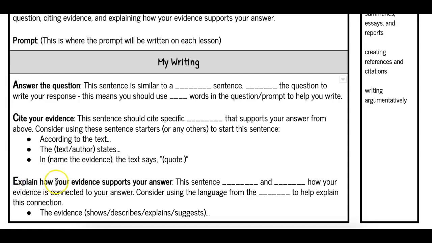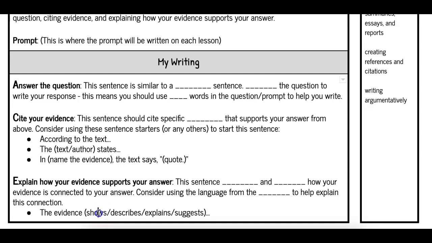The E section is explaining how your evidence, so what you put here, supports your answer, which was up here. This sentence analyzes and explains how your evidence is connected to your answer. So you're not just repeating yourself, because that makes for very boring writing and doesn't tell anyone what you actually understand, but you're analyzing it and going further. How is this evidence connected to your answer? Consider using the language from the prompt to help explain this connection.